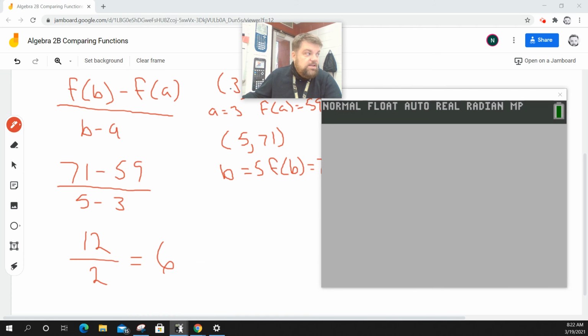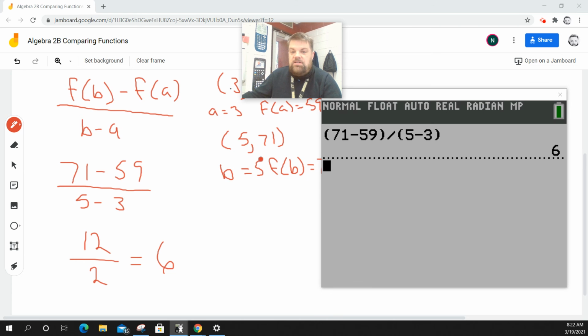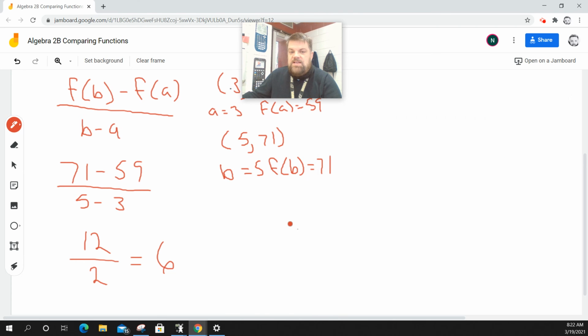So you can plug it in. You can do this all in one swoop. I could say 71 minus 59 divided by 5 minus 3, like that. And then hit enter, and it should say 6. Oh, phew. Brain's kind of working. All right, so that's that one.